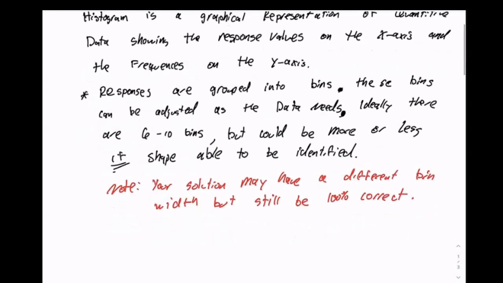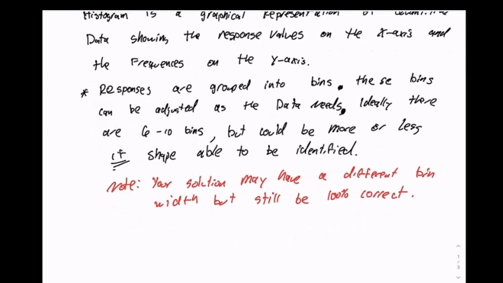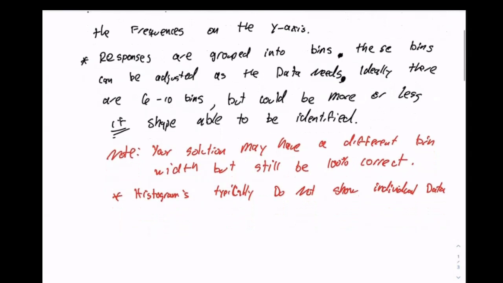Now, as such, histograms typically do not show individual data. What I mean by that is, like I just said, we don't know if they responded 1 or 2. We just know that they are in a window. They are in a bin.